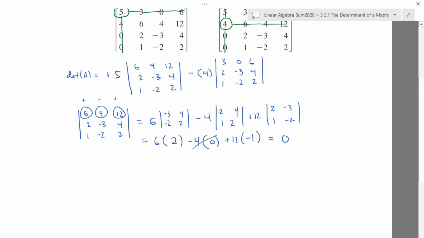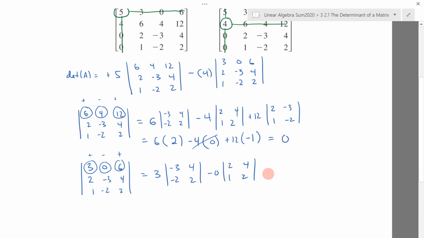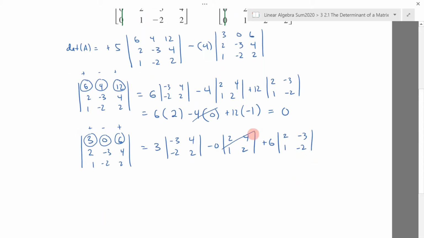Now we still have this other 3 by 3 determinant. What is this? This is 3, 0, 6, 2, -3, 4, 1, -2, 2. Again, I'll do the first row, since it has a 0. It's plus, minus, plus. So what do we have? It's 3 times these 4 entries, -3, 4, -2, 2, and -0 times 2, 4, 1, 2. It doesn't really matter what's here. And then plus 6 times the entries 2, -3, 1, -2.